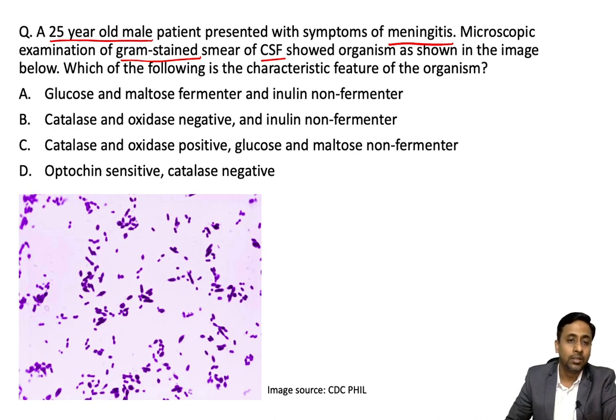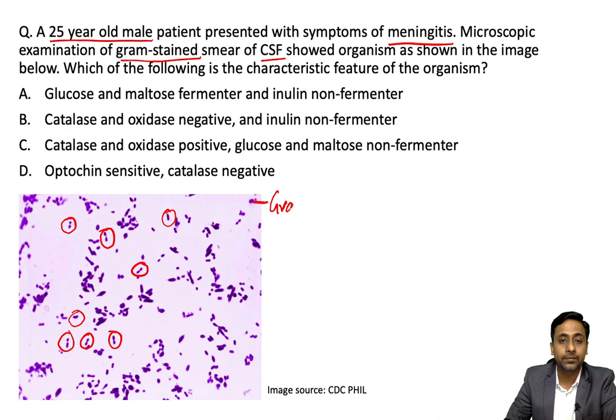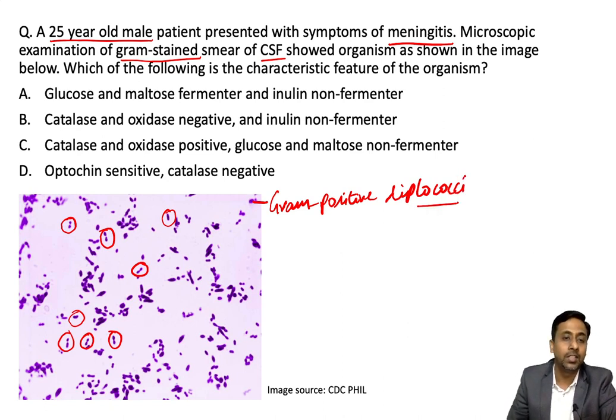Okay, so what we can see here in this image is that the organisms are mostly arranged either singly or in pairs. So mostly you can see pairs. Okay, mostly you can see the organism is in pair. Okay, and the color is purple. So it is gram positive, and on the basis of arrangement it is diplococci. Okay, so it is a gram positive diplococci.